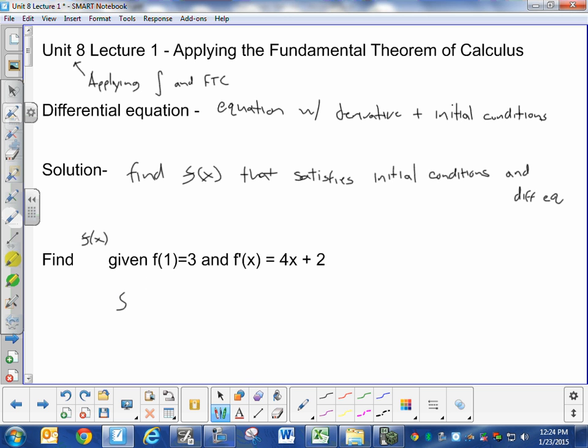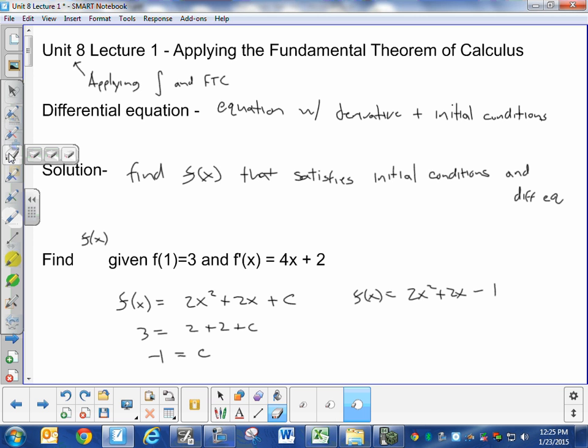Okay, we start by taking the antiderivative of 4x plus 2, which is 2x squared plus 2x. Don't forget your c. And then we plug in 1 and 3 to find c. 3 is equal to 2 plus 2 plus c. c is equal to negative 1. And we get f of x is equal to 2x squared plus 2x minus 1. Okay? That's solving a differential equation.